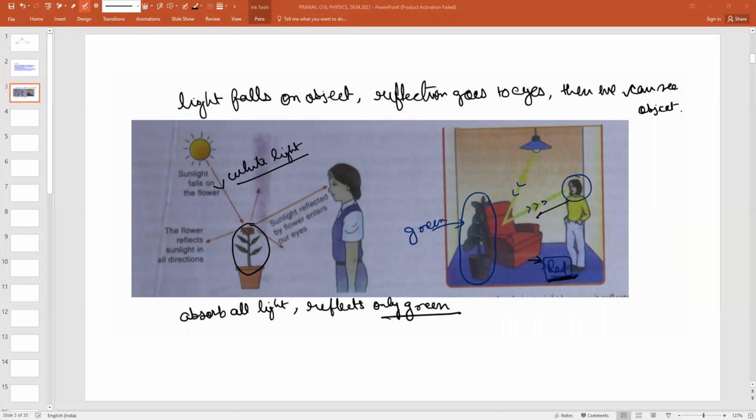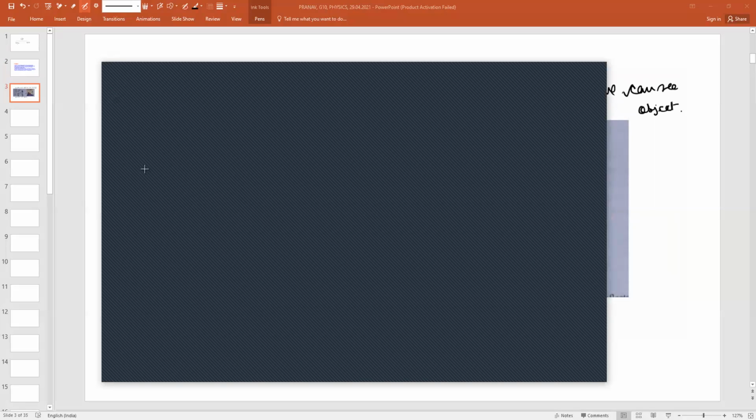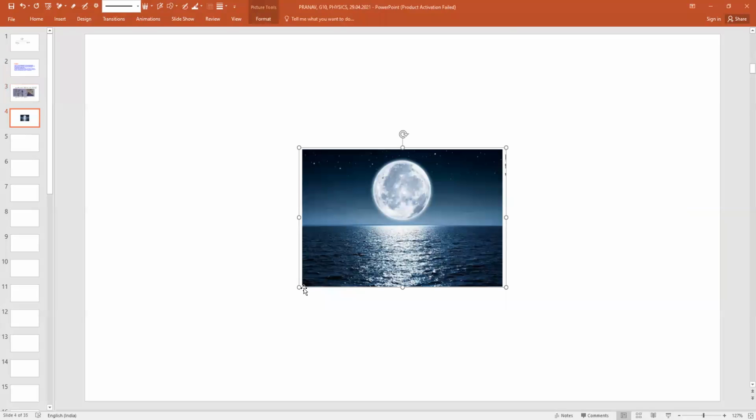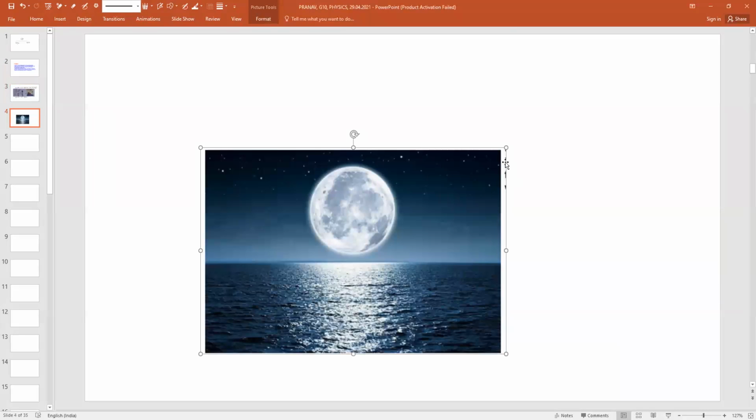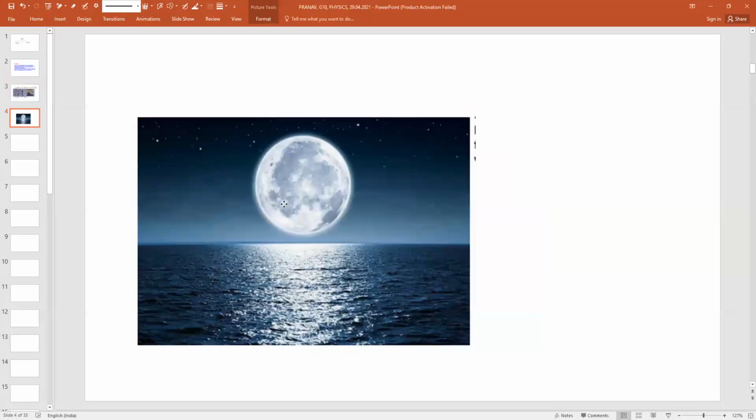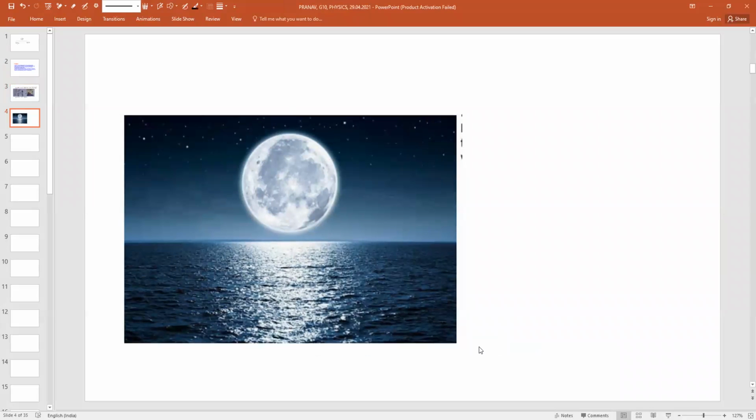Moon is luminous? That is non-luminous. How can you say non-luminous? Just give me a second, I'm going to show you something here. Is there something called semi-luminous? No, it's not semi-luminous. Luminous or non-luminous? Can you see this moon? Yes, so the moon is giving the light to us.